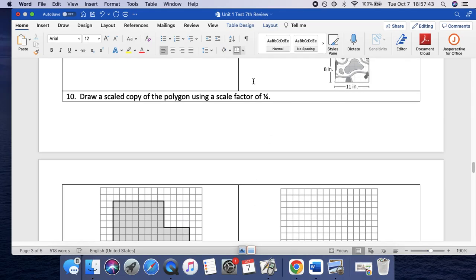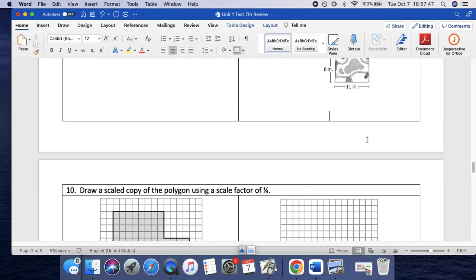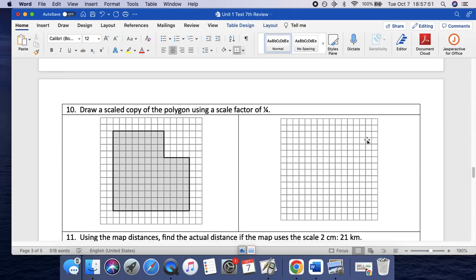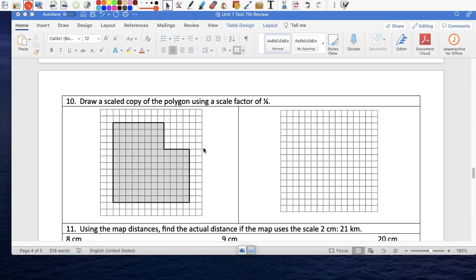Next one. Draw a scale copy of the polygon, using a scale factor of 1/4. Okay. Make life easier for you. And one thing that hopefully you'll do is put some numbers in here. You can count the length of the dimension.